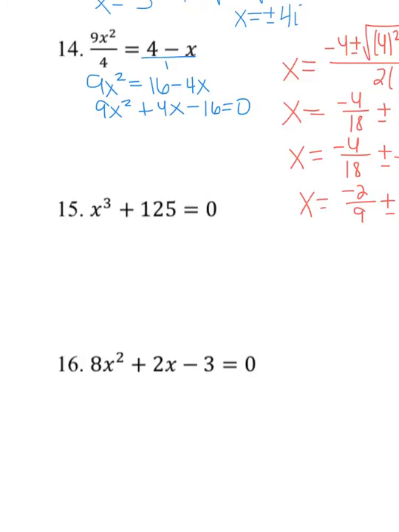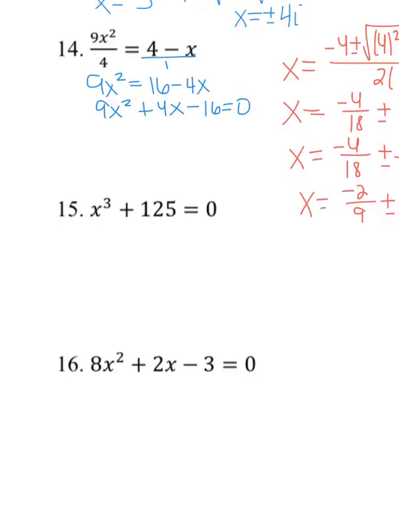Last two. For number 15, x to the third plus 125 equals 0. Again, this is an x to the third, so I should have 3 answers. I also can only factor to solve if I am asked to solve algebraically. The way that I would factor x to the third plus 125 is using SOAP, that perfect cube stuff.